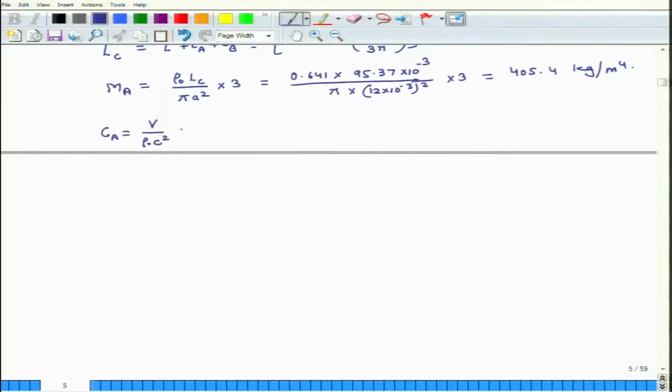and finally, my acoustic compliance is V divided by rho naught C square. V is 3 into 10 to the power of minus 3 cubic meters divided by density 0.641 times speed of sound squared, 490 squared, and that gives me 1.949 into 10 to the power of minus 8 meter to the power of 5 per newton.